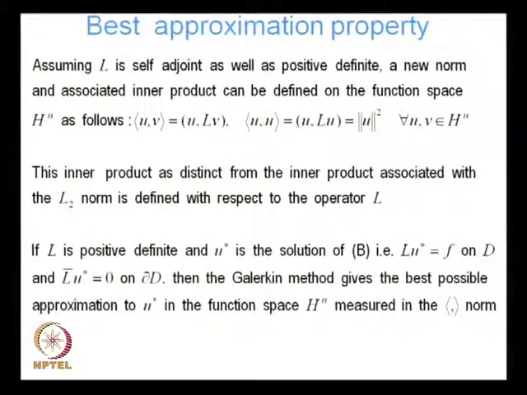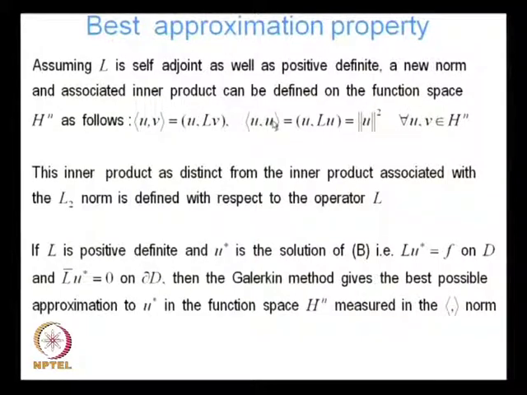Assuming L is self adjoint as well as positive definite, we define a new norm associated with the operator L. And what is that new norm? The norm of u, v is an associated inner product. The norm depends on the inner product. So, the inner product (u, v) is equal to (u, Lv). It is no longer equal to my original inner product which I defined earlier. So, now the inner product is with respect to this linear operator. So, this is a new inner product I define, and using this inner product I get this norm.